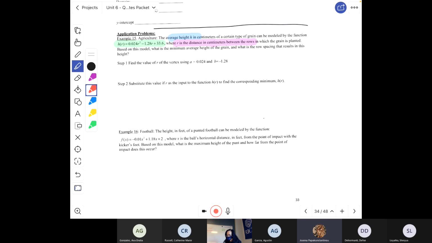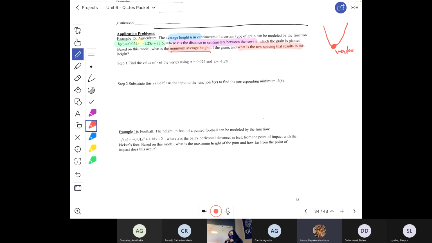Now, based on this model, you are being asked to determine the minimum average height of the grain and what is the row spacing that results in this height. Now looking at this equation, how do you know it's a quadratic equation? The r term is squared. The highest exponent of our independent variable is squared. Now, does the graph of this parabola open up or down? It opens up. So when I'm asked to find the minimum, what am I being asked to find? Well, in this case it's going to be real, because it's a word problem. So we're looking for the vertex.